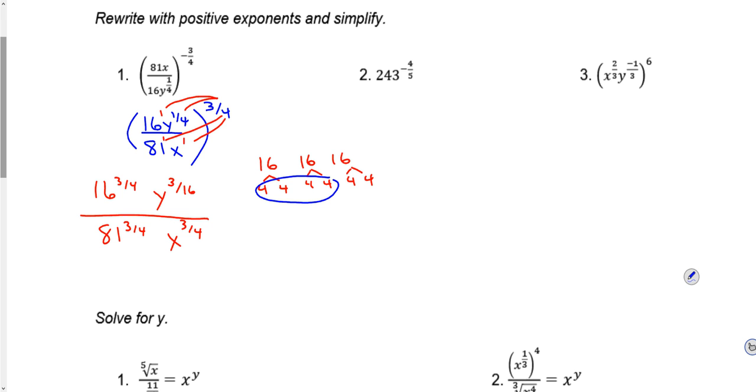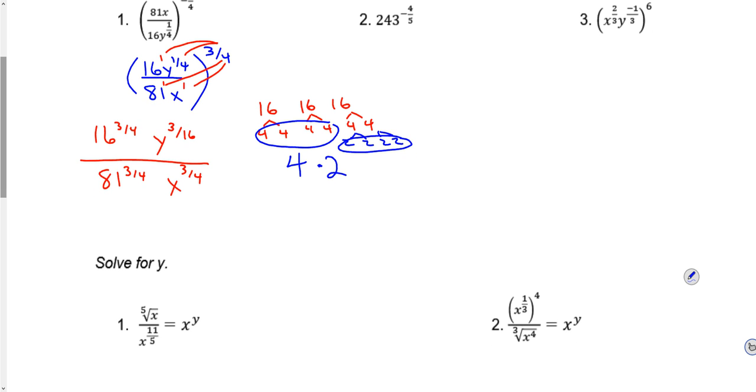But wait a second. Can we break these down some more? So that part's going to give me 4. These would break down 2 and 2, 2 and 2. And the rule was to take them out in groups of 4. So now we've got a group of 2s. So I can take that and multiply it with the 4 we took out. So that 16, it just turns into 8.